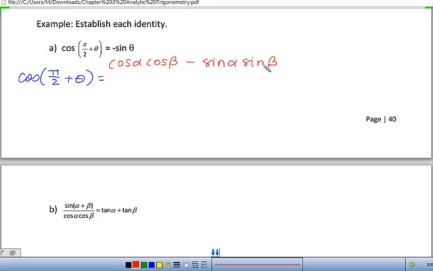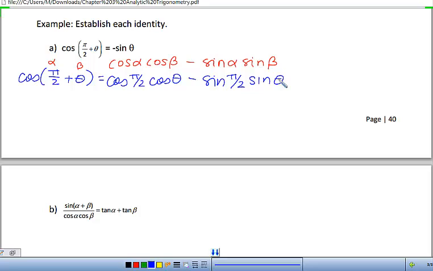Okay, so when I look at this, alpha for me is going to be pi over 2, and my beta is going to be theta. All right, that may help, and if that doesn't help, then just ignore that part. But when I write this in terms of the two angles given here, we get cosine of pi over 2 times cosine theta minus sine of pi over 2, because that's my alpha, times sine theta.